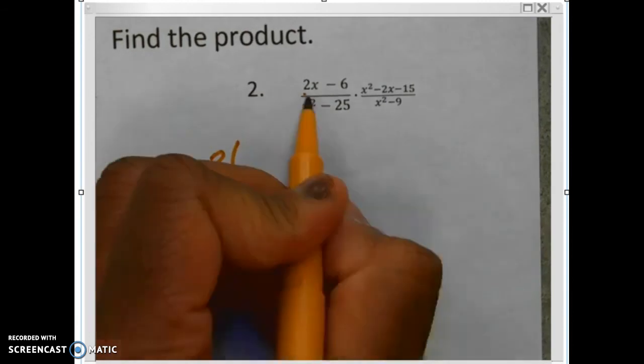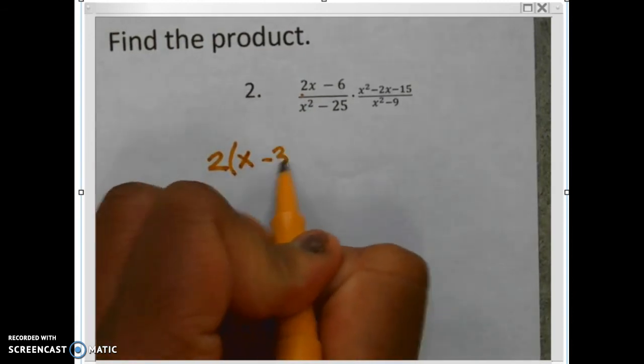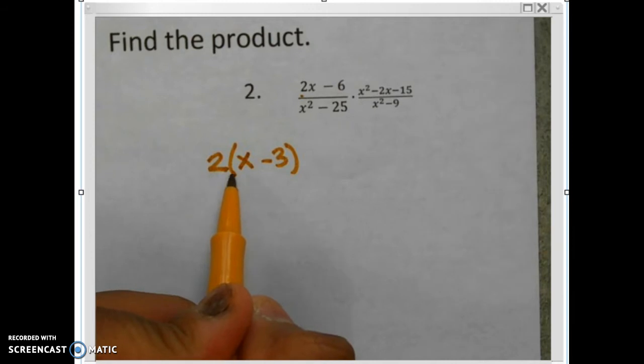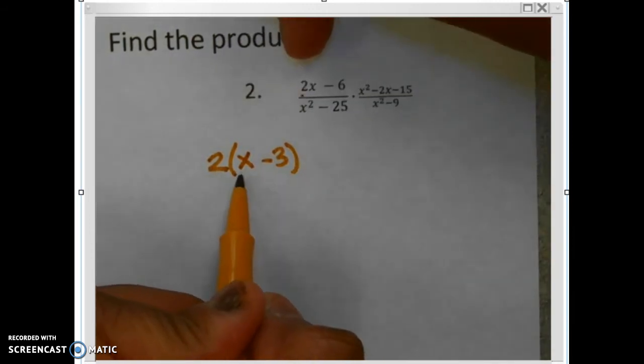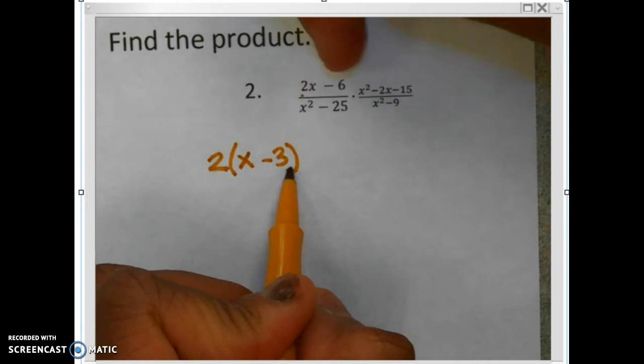2. What's left? x minus 3. How do I know I'm right? Because if I multiply 2 times 3, I get 2 times x. I get 2x, and 2 times 3, I get -6.